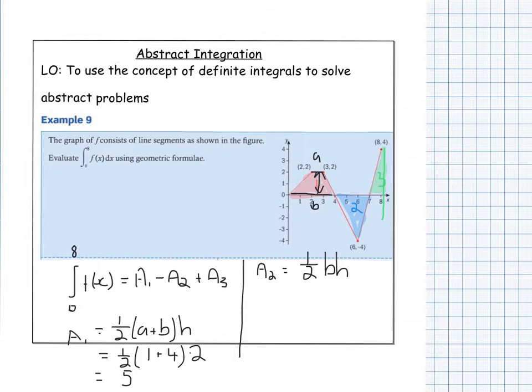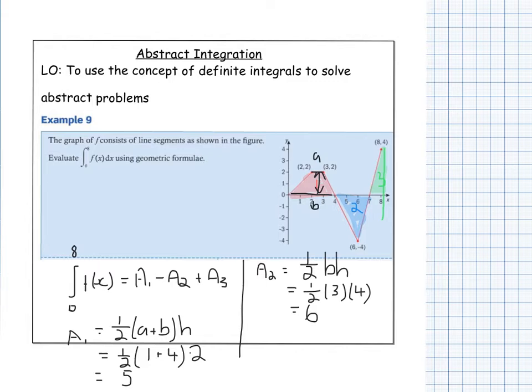So base and height, we just need to substitute those values in. The base is going to be from 4 to 7, so that gives me 3. And my height is going to be from 0 to negative 4, so my height is also 4. And evaluate that result. That's going to be 3 times 4, 12. Half of 12 gives me 6.